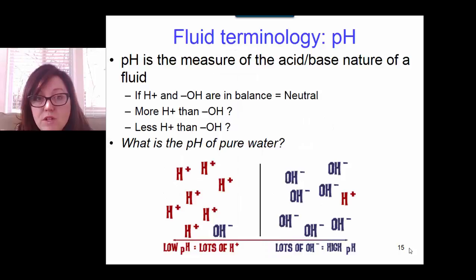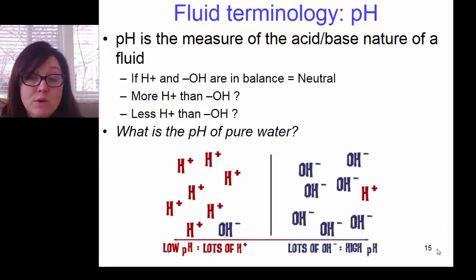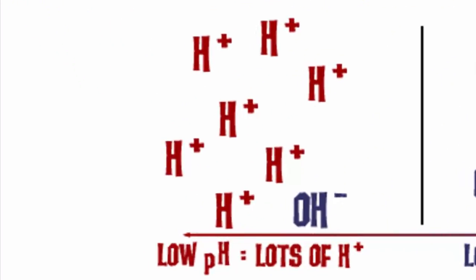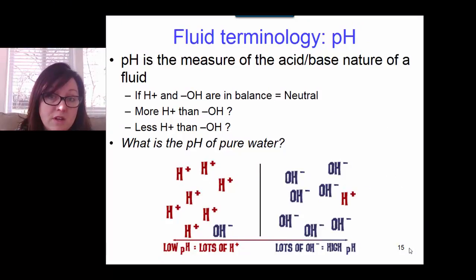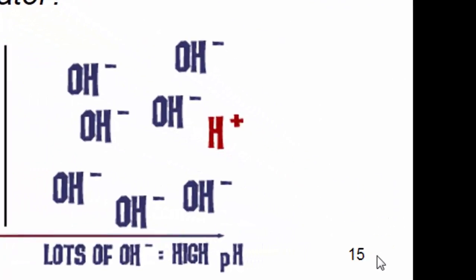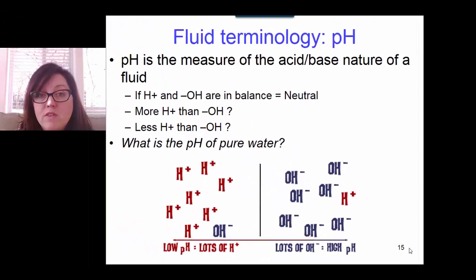So pH is a measure of the acid-base nature of a fluid. If the hydrogen ions and the hydroxide ions are in balance, we say that the fluid has a neutral pH. If there are more hydrogen ions than hydroxide ions, then we would say the solution is acidic. But if there's less hydrogen ion than hydroxide ion, we would say that the solution is basic. And the pH of pure water is 7, exactly neutral.